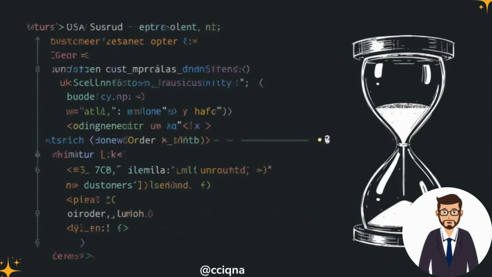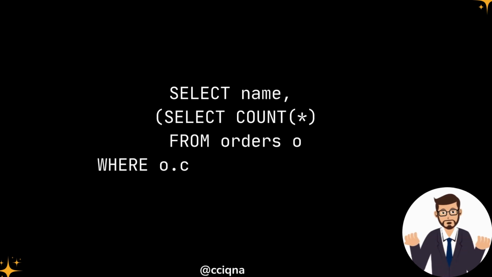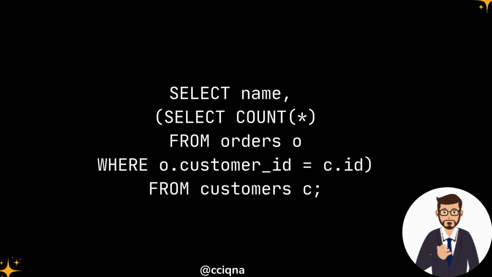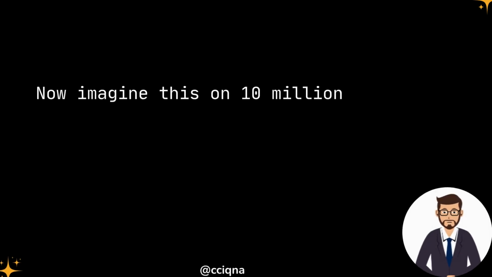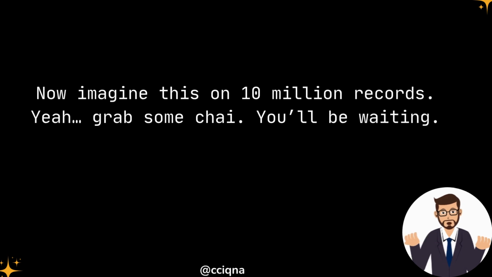You want to fetch customers and the number of orders they placed. Here's the slow version. SELECT name, (SELECT COUNT(*) FROM orders O WHERE O.customer_id = C.id) FROM customers C. Now imagine this on 10 million records. Yeah, grab some chai, you'll be waiting.